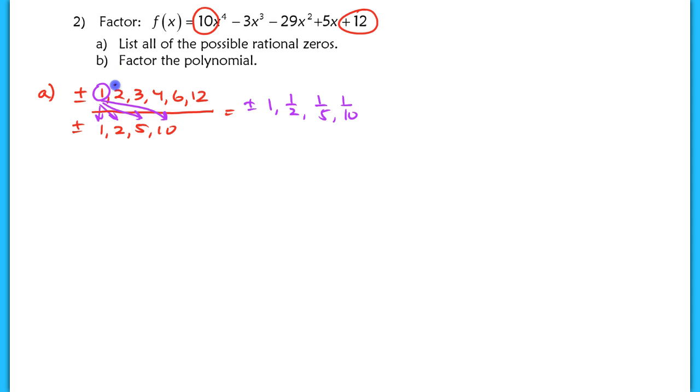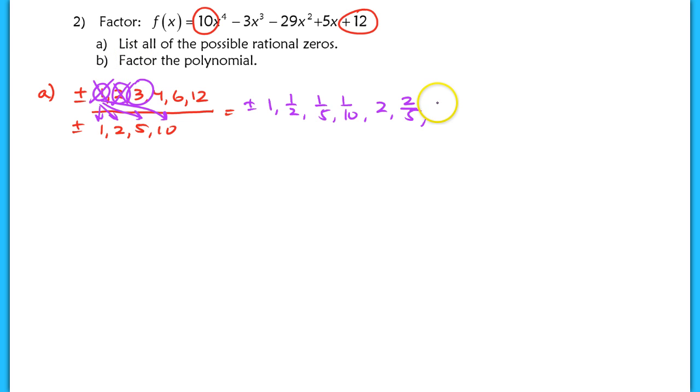Now I'll take 2 and I'll do the same thing. So I'm done with the 1. 2 divided by 1 gives me 2. 2 divided by 2 gives me 1 though. 2/5 is a new term, a new number, so I have 2/5. 2/10 gives me a repeat of 1/5, so I won't write that one down. So I'm done with 2.